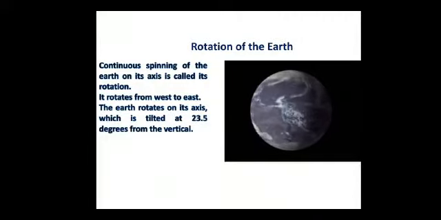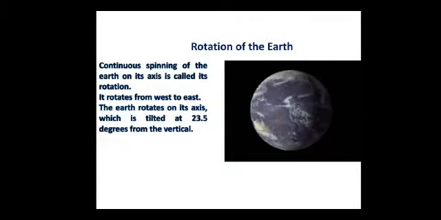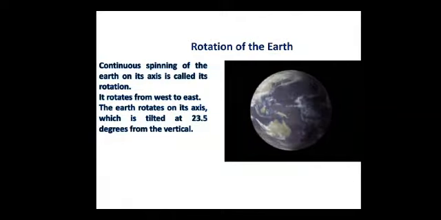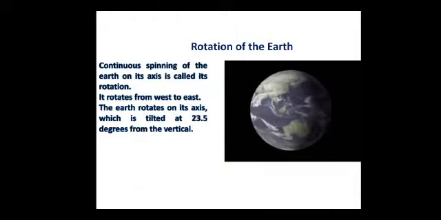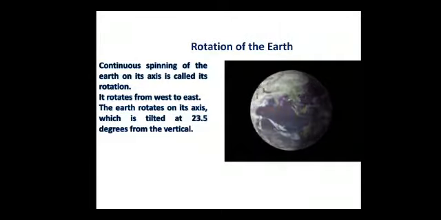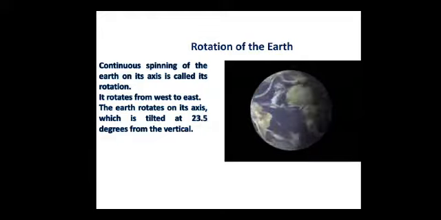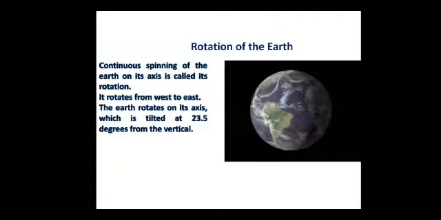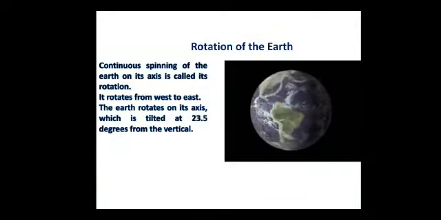Do you know how long it takes to complete one turn? It takes 24 hours to complete one rotation. Think about it for a moment. 24 hours means one complete day. Day plus night together lasts for 24 hours. Earth is tilted on its axis at 23.5 degrees, and earth rotates from west to east.